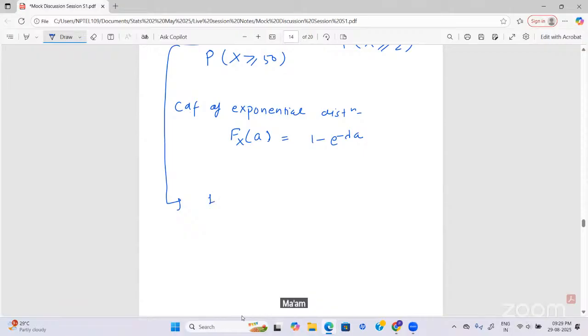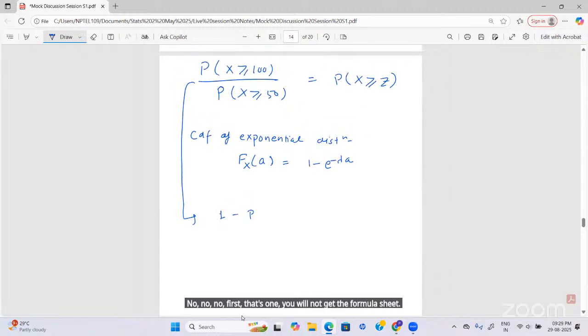Ma'am, are we going to get the formula sheet in the exam? No. For Stats 1, you will not get the formula sheet. Okay, ma'am.